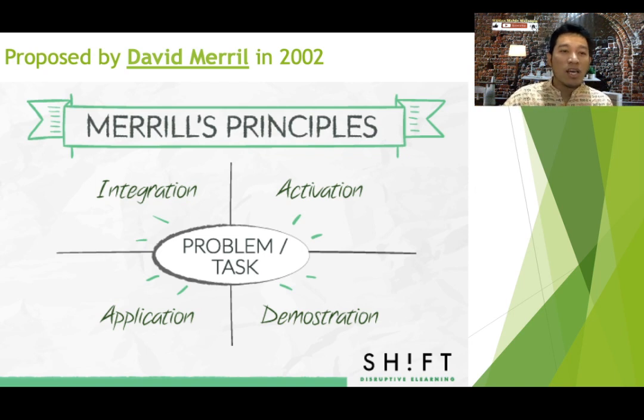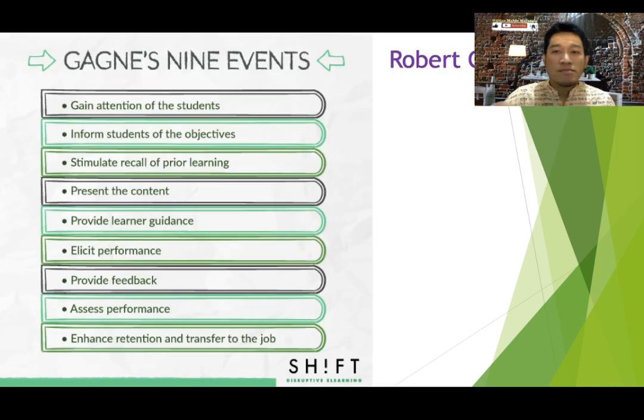Oke, itu adalah instructional design dari David Merrill. Next we have the Robert Gagne 9 events di tahun 1985. Ada 9: gain attention of the student, inform student of the objective, stimulate recall of prior learning, present the content, provide learner guidance, elicit performance, provide feedback, assess performance, and enhance retention and transfer of the job.